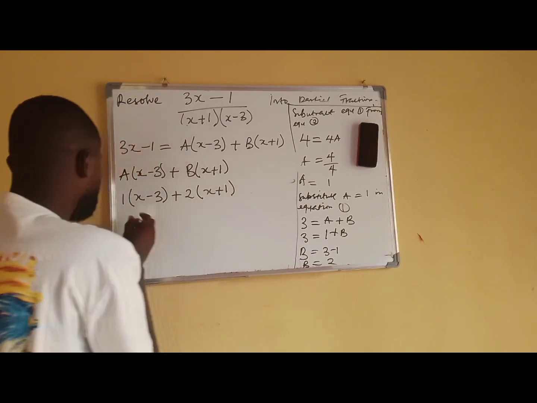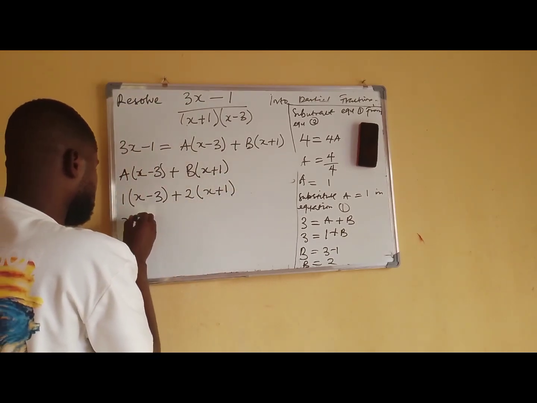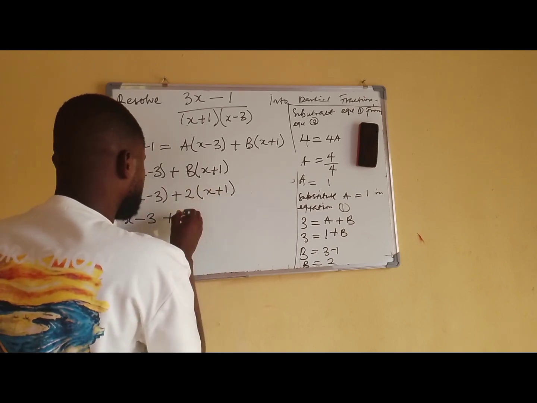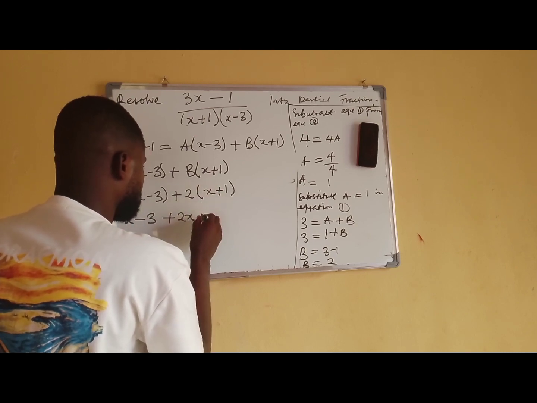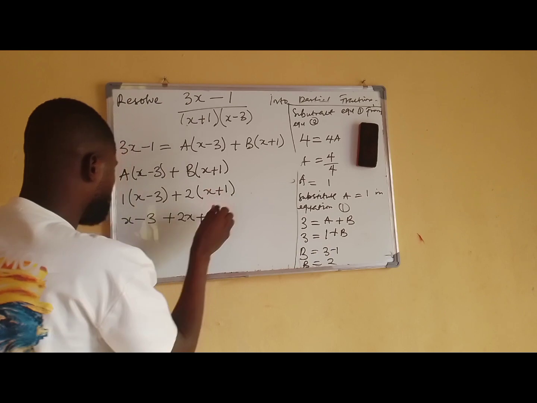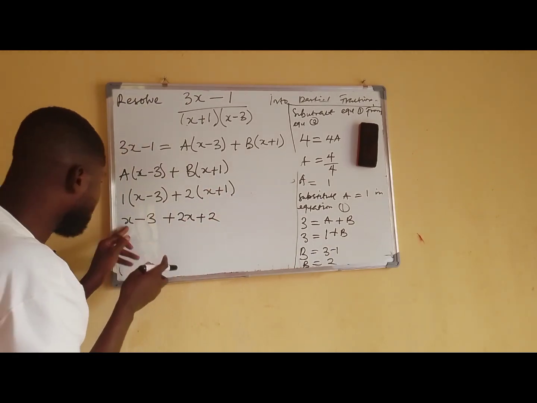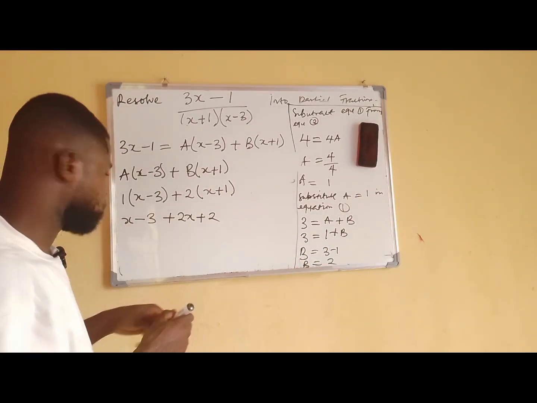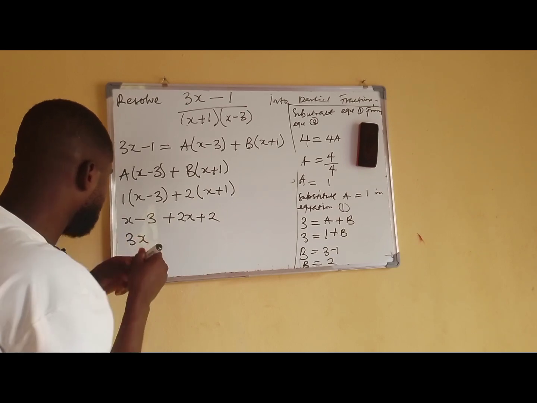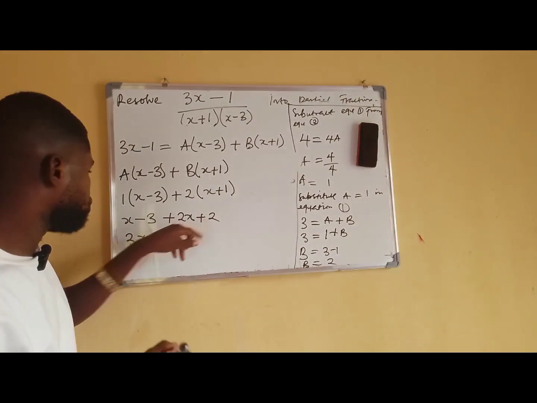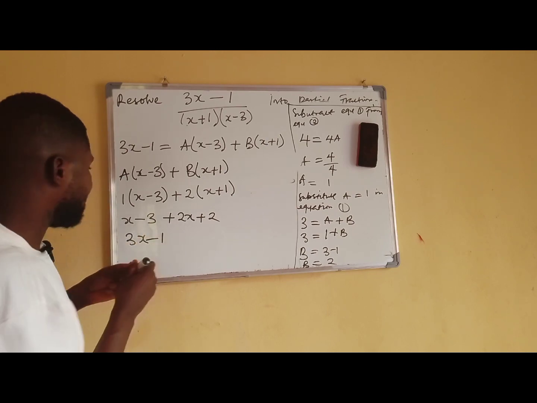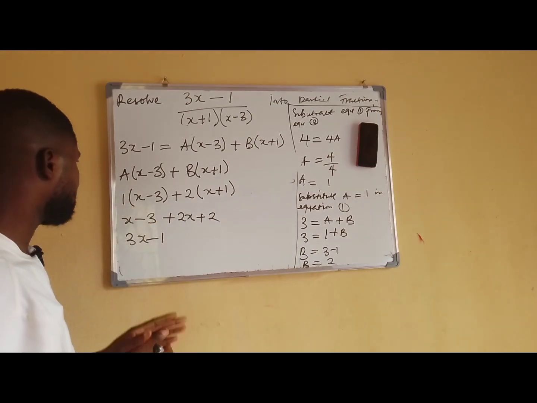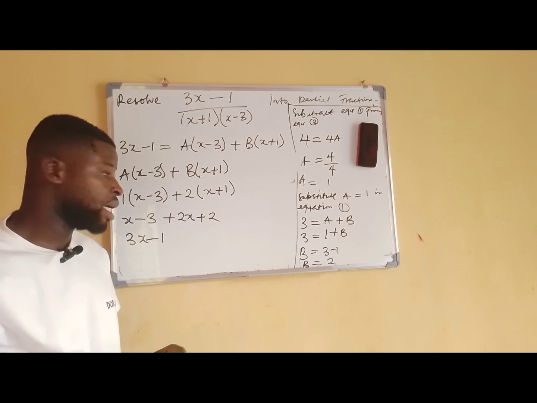plus 1. Now 1 multiplied by x is equal to x. 1 multiplied by minus 3 is equal to minus 3, plus 2 multiplied by x is equal to 2x, plus 2 multiplied by 1 is equal to 2. Now what do we do? You see, we are having x here and 2x here. We add them together. That is x plus 2x will give us 3x. Now we are having minus 3 plus 2 will give us a minus 1, and this is for the right hand side. Check this and this. Are they the same thing? Yes, they are the same thing, and that is to say that all we've solved is correct.